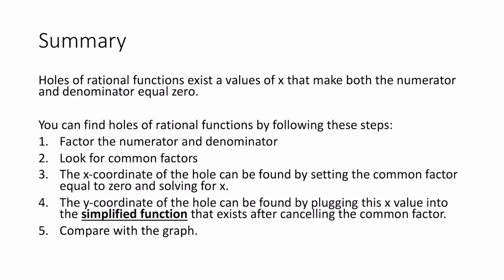So in summary, holes of rational functions exist at values of x that make both the numerator and denominator equal to 0. You can find the holes by following these steps. Start off by factoring the numerator and denominator, look for common factors, and then find the x-coordinate of the hole or holes by setting the common factor equal to 0 and solving for x. The y-coordinate can be found by plugging this x value into the simplified function that exists after canceling the common factors. Then remember to compare it with a graph. If you're doing it in Desmos, remember you need to click on the point to see that it's undefined.